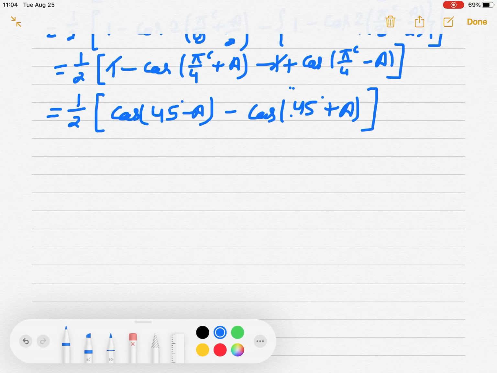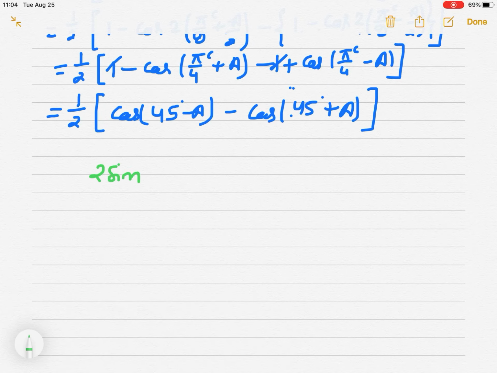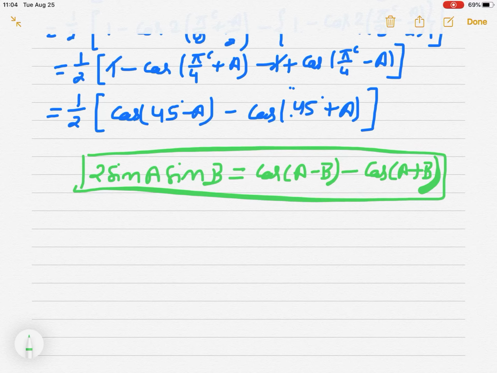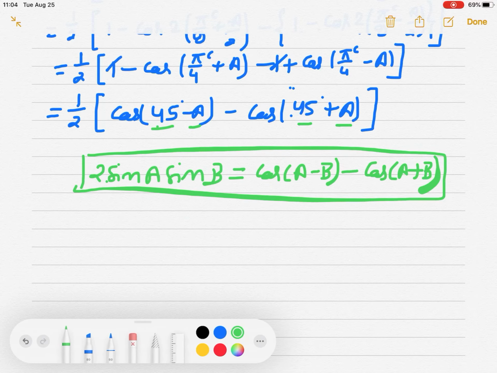Again we have got one more formula of this chapter. Now look at it. 2 sin A sin B, this one formula. 2 sin A sin B is cos (A − B) minus cos (A + B). This is the formula of 2 sin A sin B. Very important formula this. If you apply this formula, see 2 sin A sin B. This is cos (A − B), this is A minus B and then A plus B, and here is minus. So this right hand side pattern is already there, so we can use this formula.